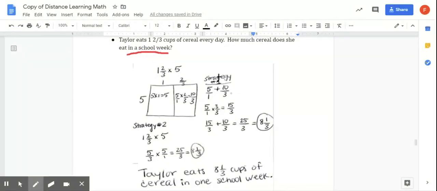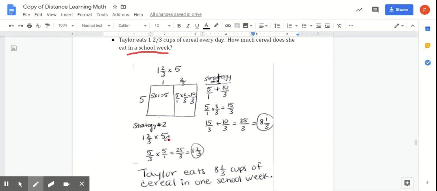But we notice that we don't have like units here. Can we add like units or unlike units? No, we can't. So first we have to find like units. So what I did was I multiplied 5 times 3 over 3 because that's going to get me a common denominator of 3. And I have 15/3 plus 10/3, which is going to get me 25/3. Now we have an improper fraction, so I must turn my answer into a mixed number. And when I do that, I'm going to get 8 1/3.